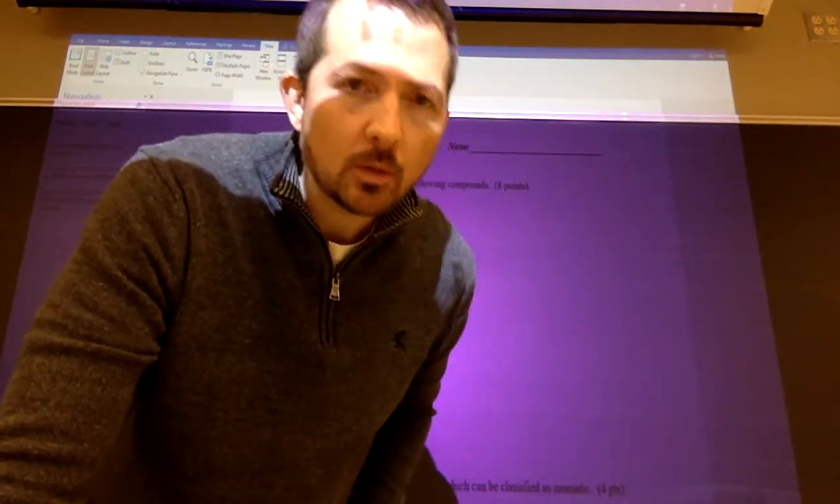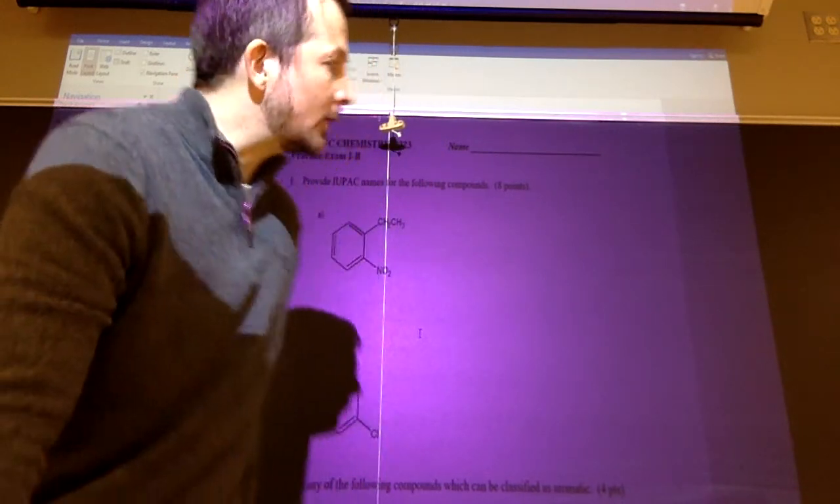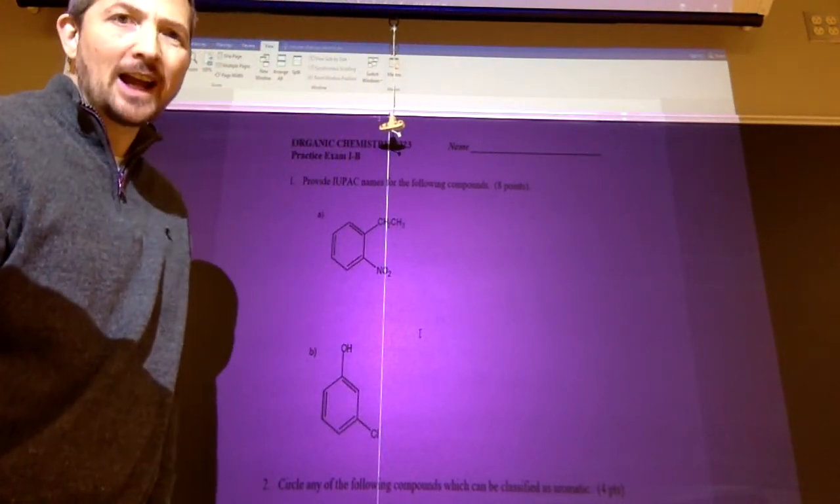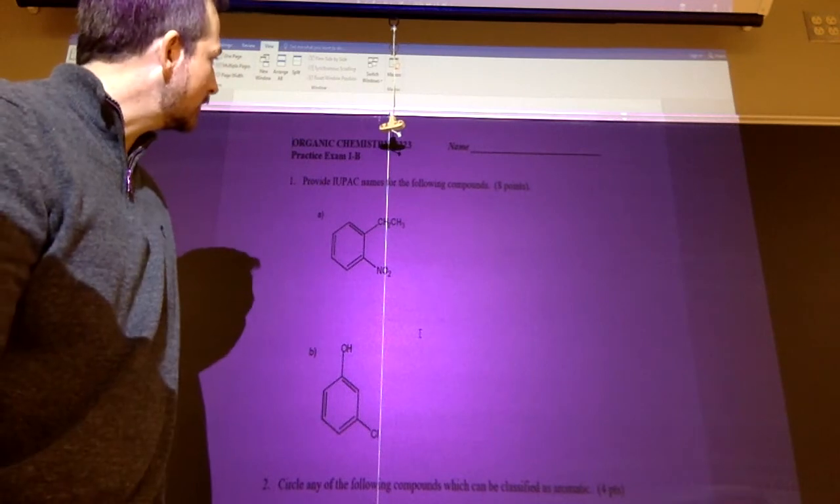I'm going over practice exam B. And so let's look at the very first problem here. It says provide IUPAC names for the following molecules.